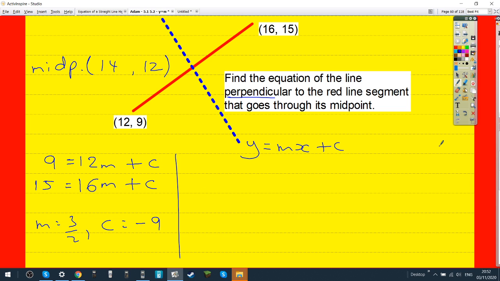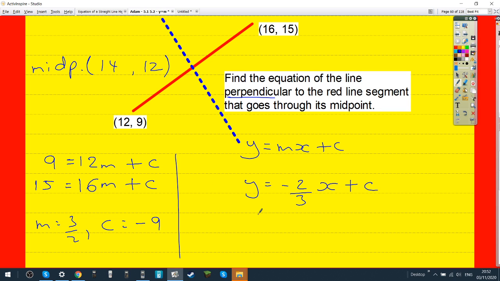And then you'd write out the blue line as y equals minus 2 over 3 plus c. Very good. Don't forget the x. And then do you substitute either 16, 15 or 12, 9? Neither of those are on the blue line. So you substitute 14, 12, the midpoint. Yes, and that's why you find the midpoint.